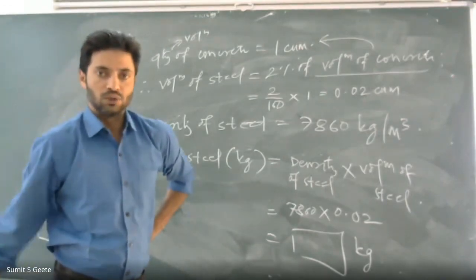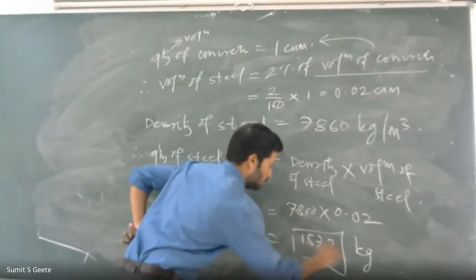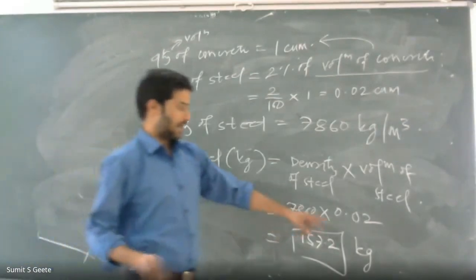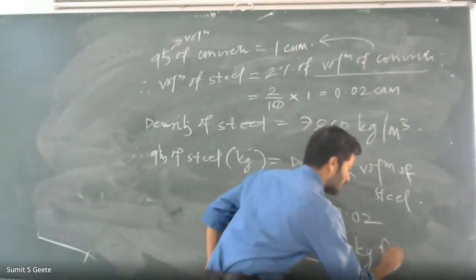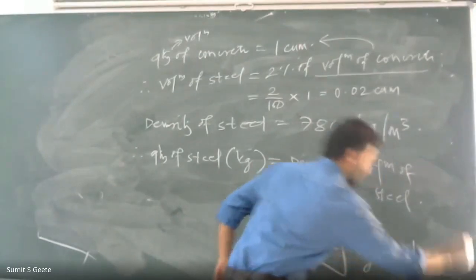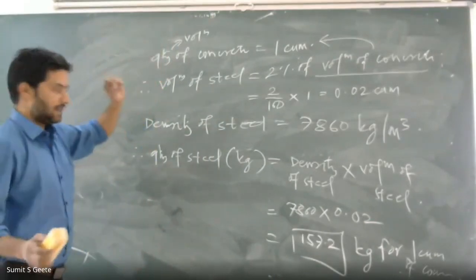157.2 kg. 157.2 kg of steel is required for 1 cubic meter of concrete. Clear? So this is the calculation point of view.